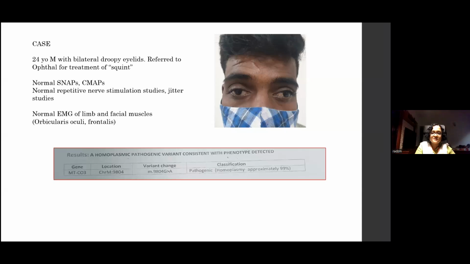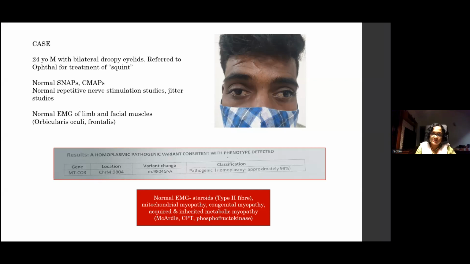This is another patient of mine who was referred to the ophthalm clinic for testing the ptosis, but referred then to us by the ophthalm doctors. And everything was normal for him. Repetitive nerve stimulation studies were normal. Jitter studies were normal. Everything. EMG was normal, including of the muscles. And he turned out to have mitochondrial mutation.